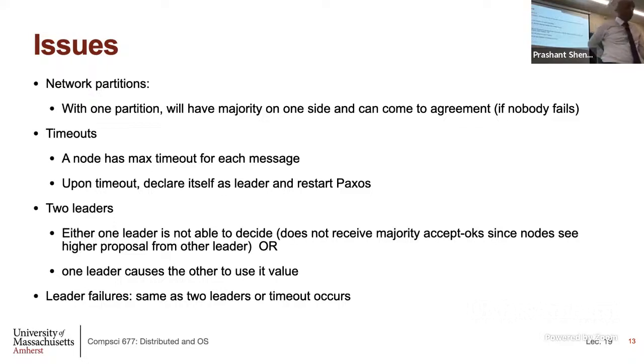Yes, question. The question is, in a network partition, why can there be two correct values? No, I didn't say there are two different values that are correct.